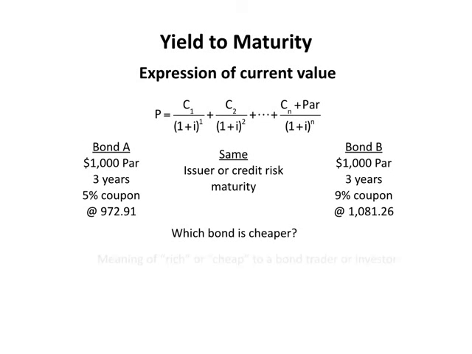Used in that context, cheap would not mean 972.91 is less than 1081.26, nor would cheap mean bond A is trading at a discount to par. Likewise, rich would not mean 1081.26 is more than 972.91, nor would rich be a reference to bond B trading at a premium to its par. So if a bond being designated as rich or cheap is not a direct reference of one bond's dollar price to another bond's dollar price, nor a bond's dollar price versus its par value, what must rich or cheap be an allusion to?